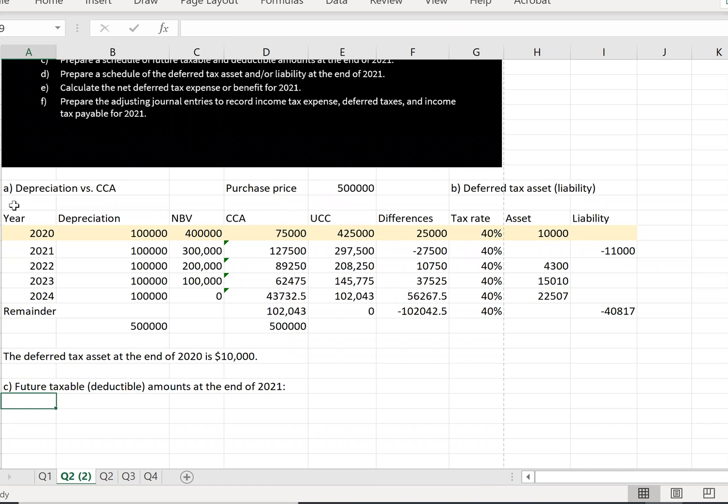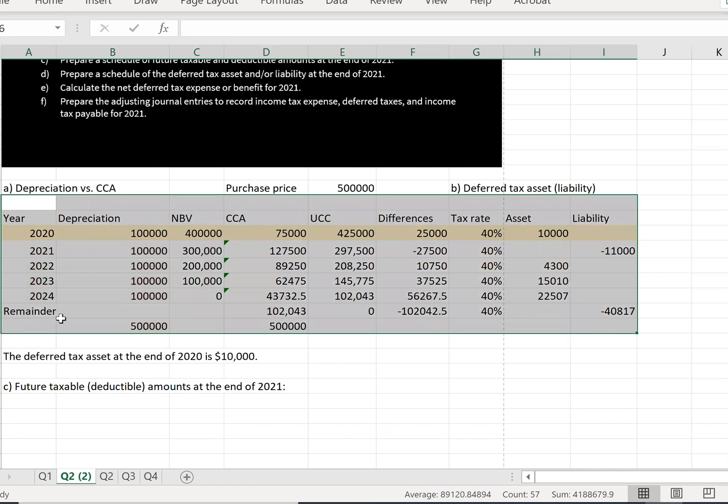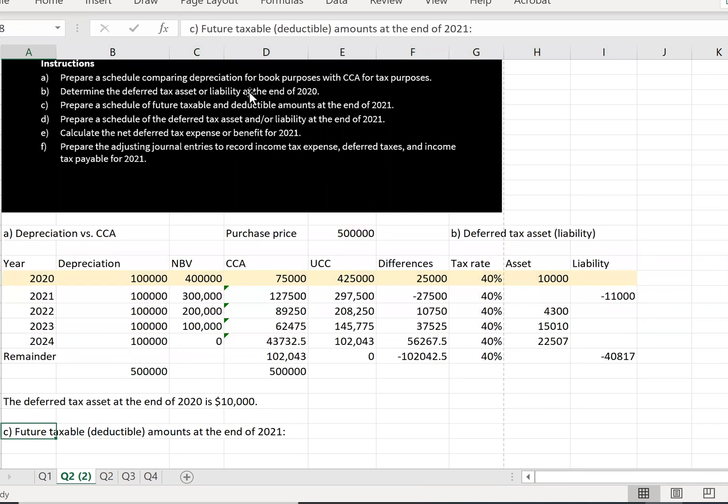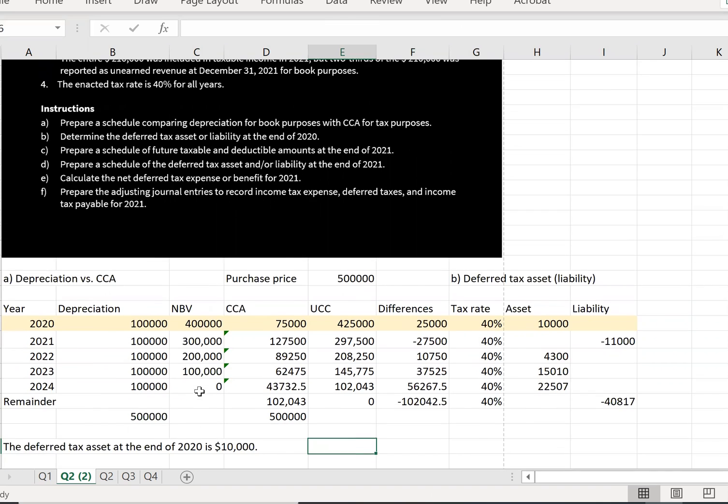And remember, this exercise we went through here only has to do with depreciation versus CCA, but we also need to remember to pick up any other reversing differences in the question, because those will also give rise to future taxable or deductible amounts. And it's really important that you recognize the word amount here. It's not asking for the deferred tax asset or the deferred tax liability. It's specifically saying the amount, meaning the gross value before we apply the tax rate.